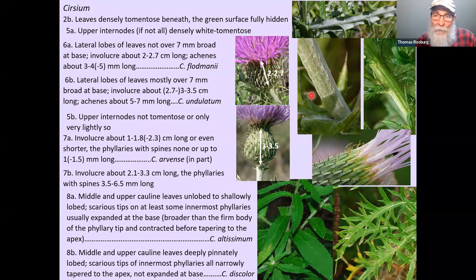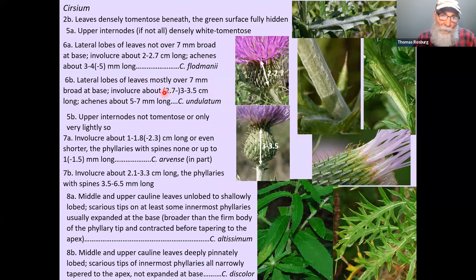What you're seeing right here, this is what we would call an example of 5A, right here. And then 5B, upper internodes not tomentose, or only very lightly so, is this one over here. There's a few little hairs on there, but they're not nearly as dense and thick as they are here, forming sort of this whitish, kind of grayish white because of the greenness there. But if the bottom side of the leaves and the stems are both very densely hairy, and they look white, then you've got either of these two species, Flodmanii or Undulatum.